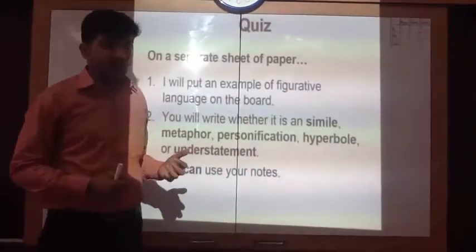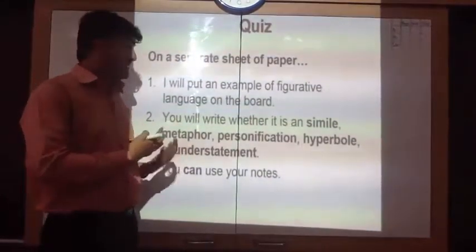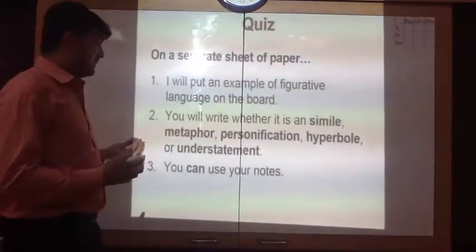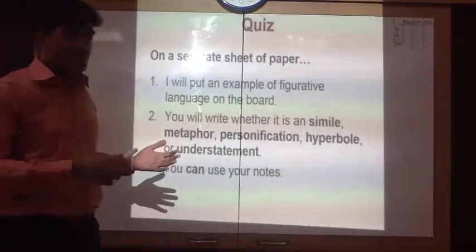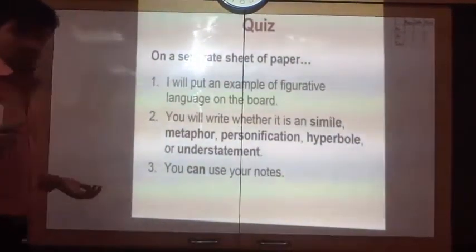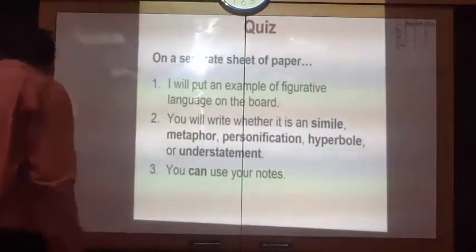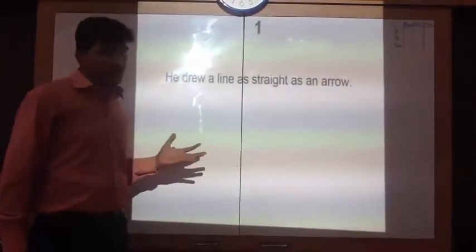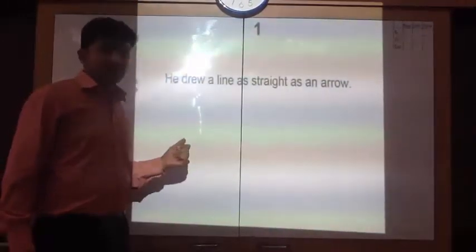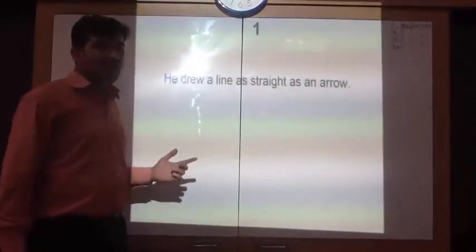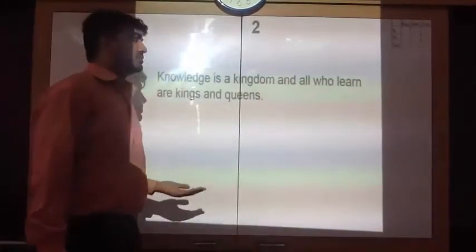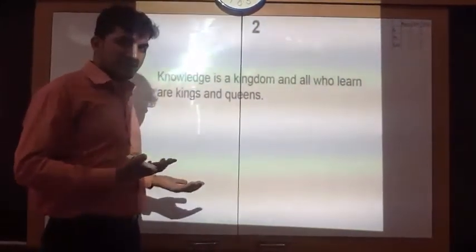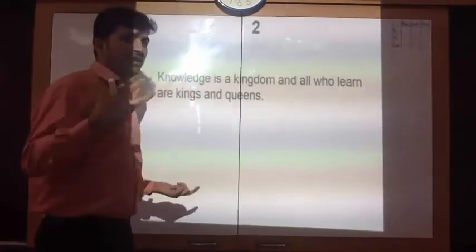Now to test the skills we have learned, there is a quick question round here. On a separate piece of paper, we will write these questions and I will be judging simile, metaphor, personification, hyperbole and many other figures of speech with these questions. Are you all ready? Yes. The first one: He drew a line as straight as an arrow. Lock your answers because by the end of this slide, I will show you the answers. Is a kingdom, and all who learn are kings and queens. How beautiful a statement it is. You have to look for figurative devices.